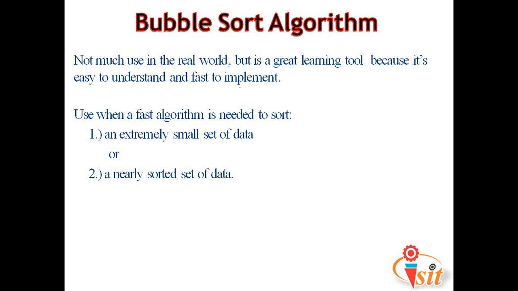The bubble sort algorithm is not much used in the real world, but it is a great learning tool because it's easy to understand and fast to implement. We use the bubble sort algorithm for an extremely small set of data, like trying to get the books on a library shelf back in order, or a nearly sorted set of data, like trying to decide which laptop to buy, because it is easier to compare a pair of laptops one at a time and decide which you prefer than to look at them all at once and decide which is best.